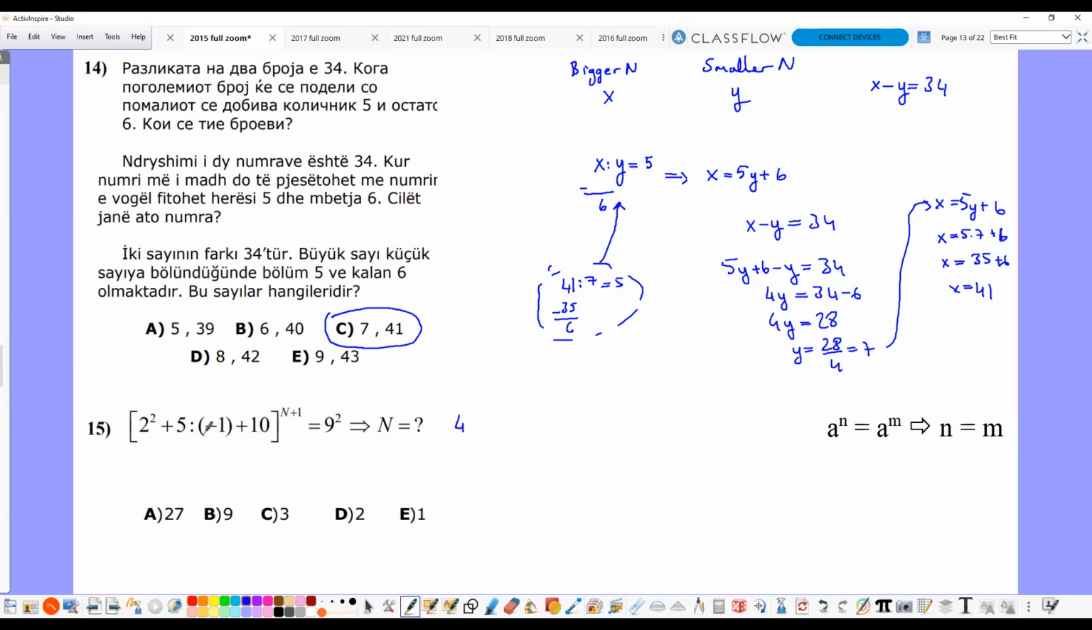5 divided by minus 5 is equal to minus 5, plus 10 to the power of n plus 1 is equal to 9 to the power of 2. 4 minus 5 is equal to minus 1. Minus 1 plus 10 is equal to 9. 9 to the power of n plus 1 is equal to 9 to the power of 2. So n plus 1 is equal to 2, which means n is equal to 2 minus 1. n is equal to 1. So the value of n here is E.